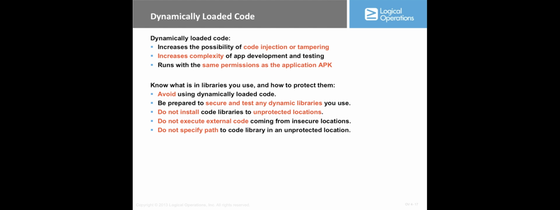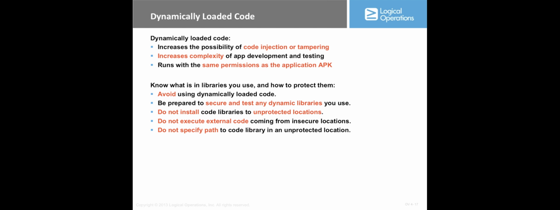It's important to understand that often you can't get around having to use dynamically loaded code, but be prepared, right? Be prepared to secure and test any of those dynamic libraries. Don't install the code libraries in unprotected locations, right? Do not execute external code from insecure locations, right? So if you're pulling from an RSS feed, you isolate it. You put a sandbox in a sandbox to process that code before you use the result for your data processing and output.